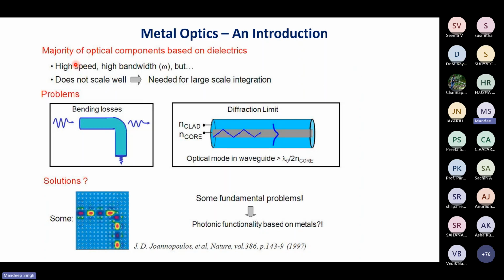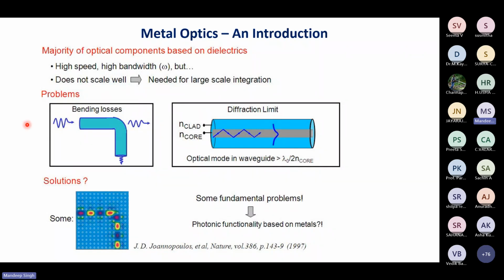The majority of optical components, as I told in the starting slide also, are based upon dielectrics. Even if you talk about the optical fiber, we are using a dielectric core and claddings, and then we cover it with a material to protect it from the surrounding environment. Now let's see what the problems are. There is the issue of the diffraction limit, and also the problem of bending loss in optical fibers. I have tried to show these two problems in this slide.